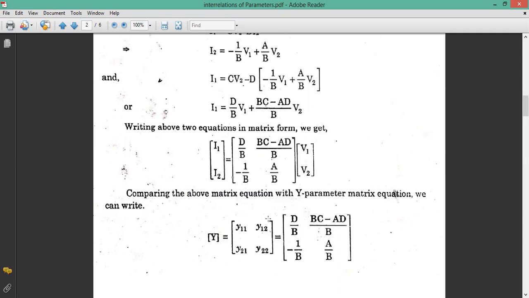So you can say that this matrix, the Y matrix, is represented in terms of ABCD parameter. So what is the value of Y11 in terms of ABCD? Y11 will be equal to D/B, Y12 is (BC minus AD)/B, Y21 is equal to -1/B, and lastly Y22 is A/B. Is it clear? Yes, sir. So you can get an idea now how these equations can be calculated.